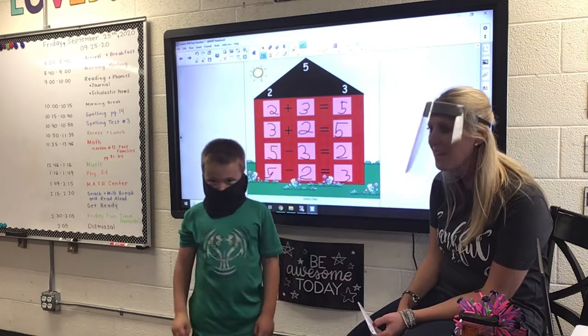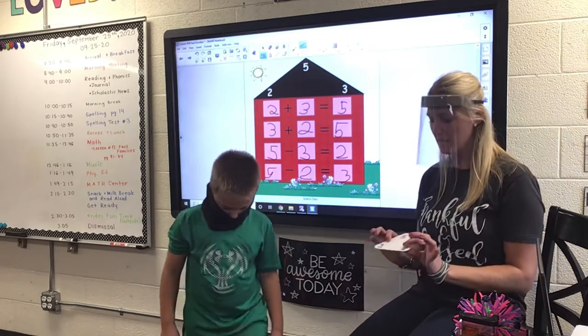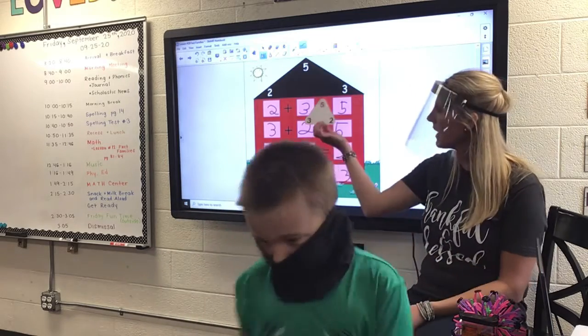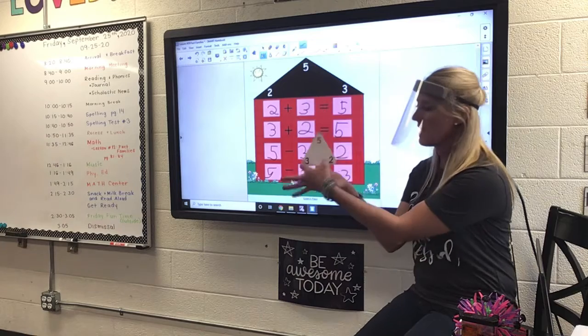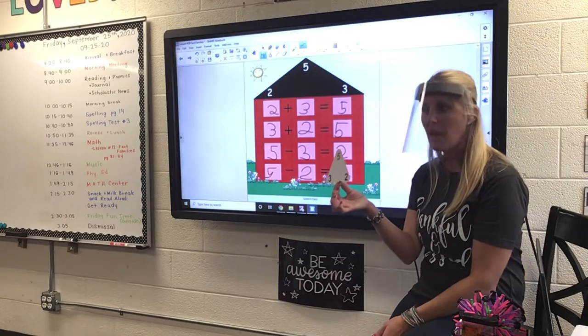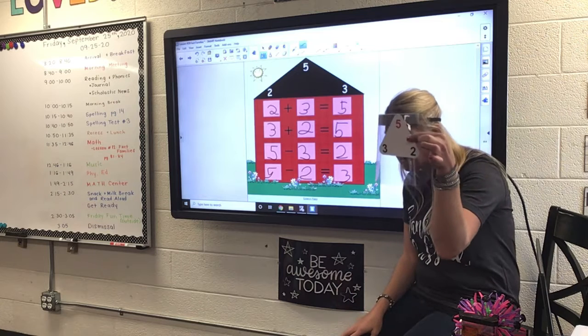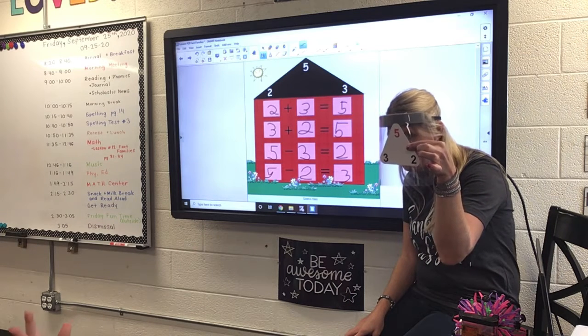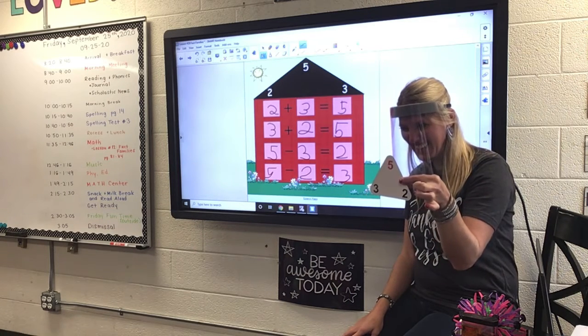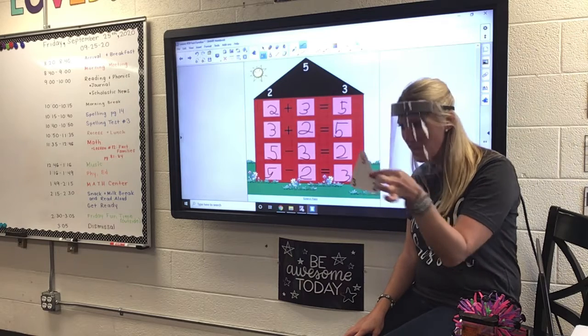Awesome. Okay, now I want to show you guys something, because this triangle is almost like the one up here, except these are switched around, and that's okay. You can do that in addition. Do you know what these are? Brooklyn, do you know what these are? Triangle. They're like triangle flashcards.